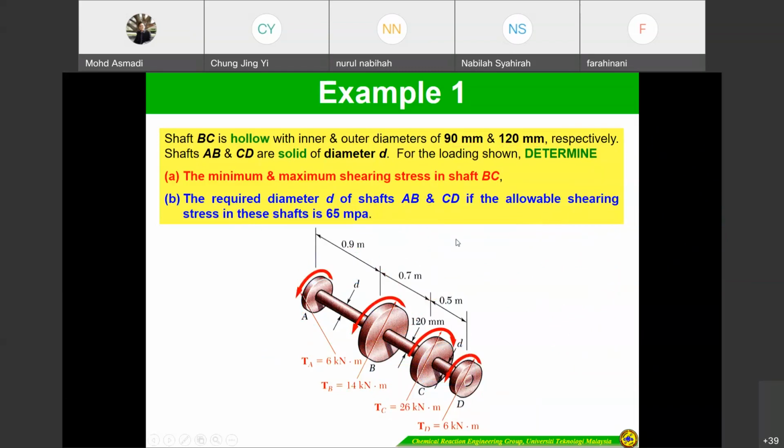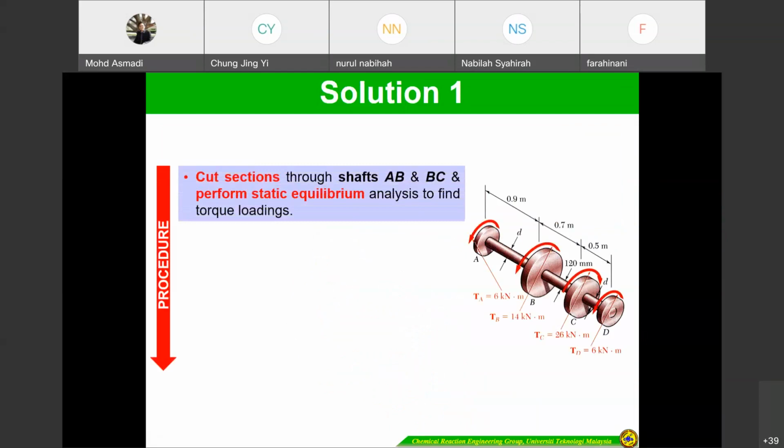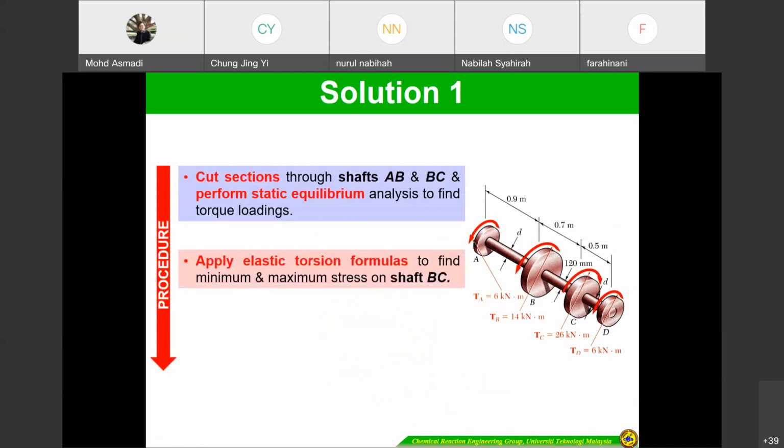So how can we solve this problem? Please remember to draw the free body diagram. This is the procedure using the method of section. Cut a section through shafts AB and BC and perform static equilibrium. Then apply the elastic torsion formula, tau, just now. And then what else?